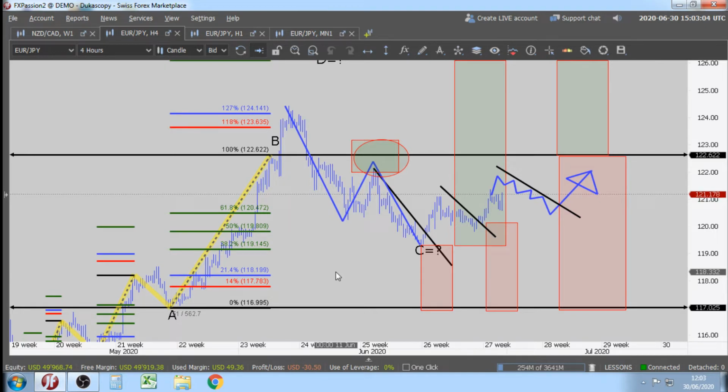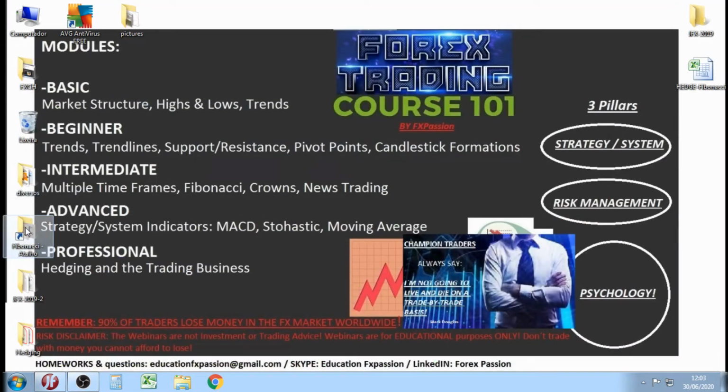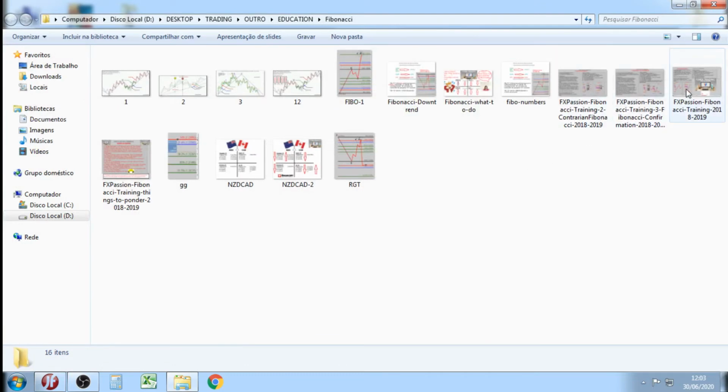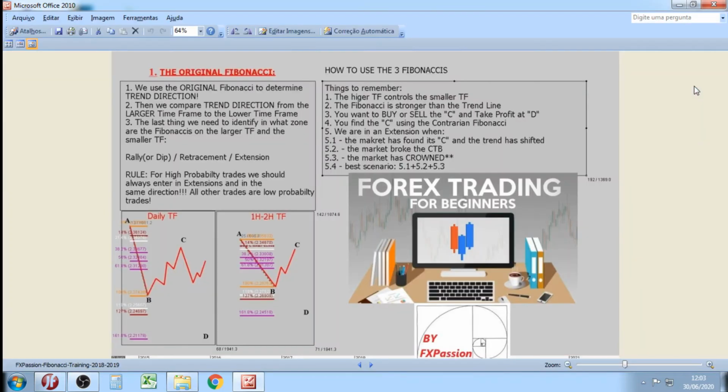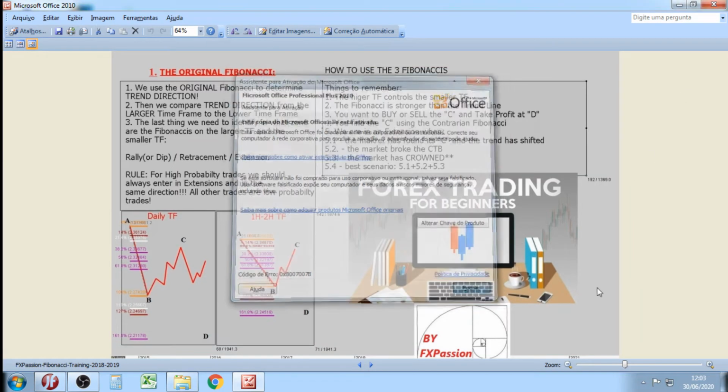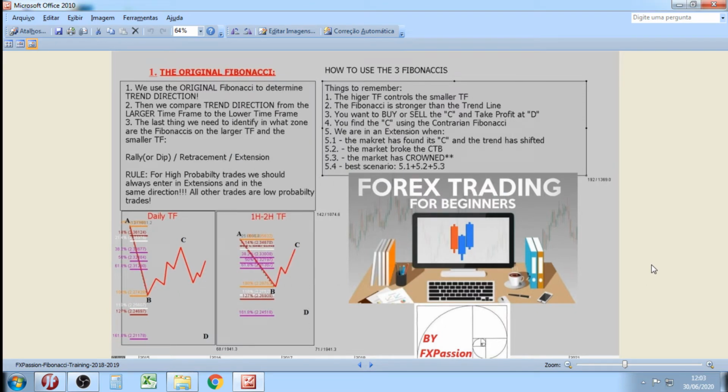Today's lesson is how to adjust the original Fibonacci in an uptrend, right? And before we do this, let's put on the picture of the original Fibonacci. There you go. The original Fibonacci, we use the original Fibonacci to determine trend direction. Then we compare trend direction from the larger time frame to the lower time frame. And the last thing we need to identify is in what zone are the Fibonacci's on the larger time frame and the smaller time frame.